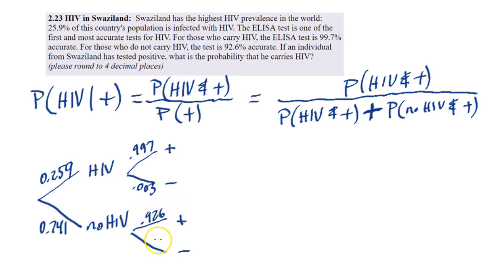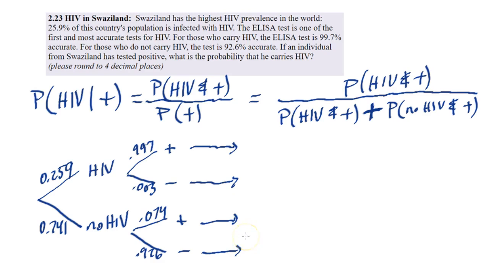And, oh, wait, sorry. Should have read that a little closer. 0.926 is accurate, but we tested negative, do not carry. So that would be negative. So that's 0.926 for this leg. And this is 0.074 for this leg. And then we can figure out the probability of HIV. So we can figure out the result of each leg. So there's 4 different results.